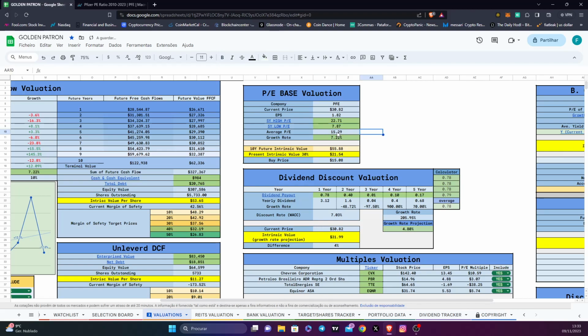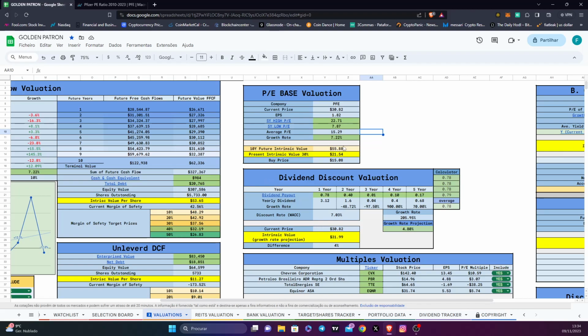Okay, and this gives us an average of the PE, and the growth rate I'm going to leave at 7.22 because that's the S&P 500 30-year growth rate, which is very accurate to me. It's a stable growth rate, so I'll leave it at that. And as you can see, the 10-year future intrinsic value comes to 55, pretty close to this intrinsic value from the future free cash flow.